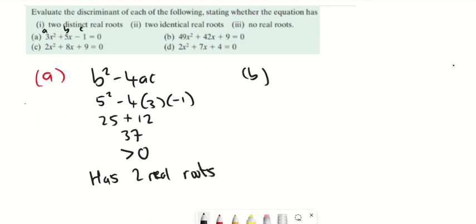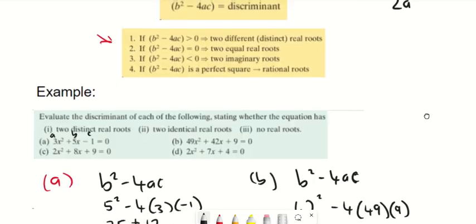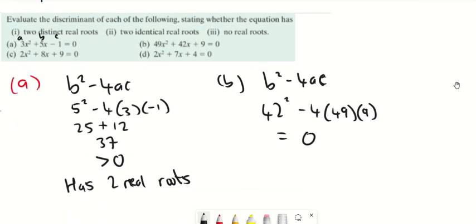So look at the second one. b squared minus 4ac. There you'd have 42 squared minus 4 times 49 times 9. And we're actually getting 0 there. You can use a calculator to figure that out. Because it's equal to 0, it has two equal real roots.